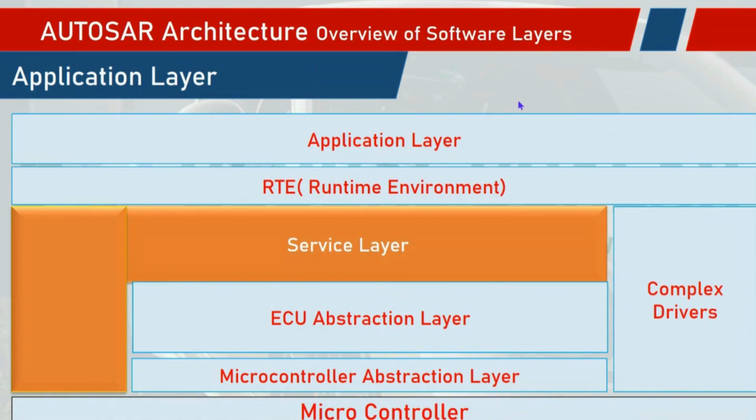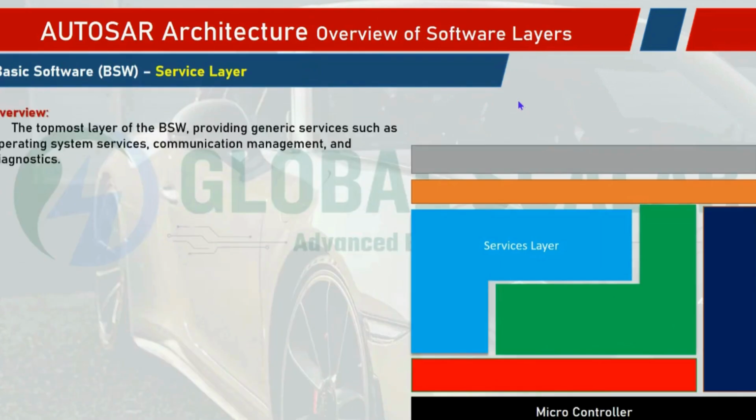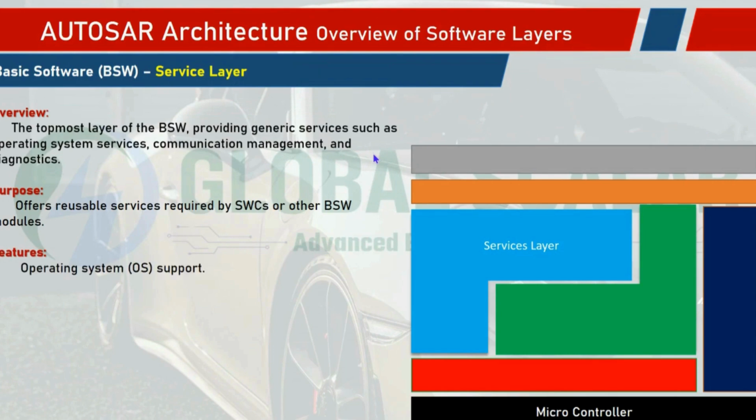And coming to the service layer. The service layer is the topmost layer of the BSW, where it provides generic services such as operating system services, communication management, and diagnostics. The purpose is to reuse the services required by the SWC and other BSW modules. The features are operating system support, the diagnostic event manager DEM, and the communication stack manager PDU. There are many other example features that will be supported by the service layer.